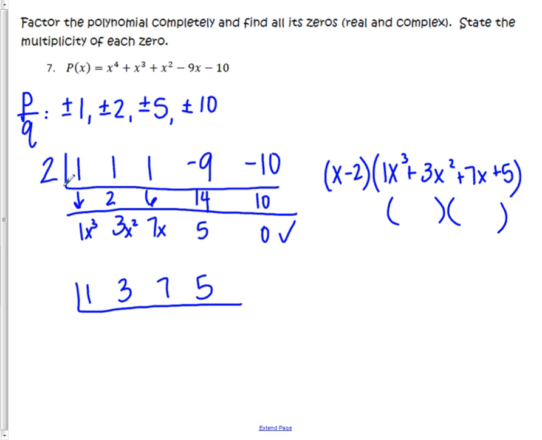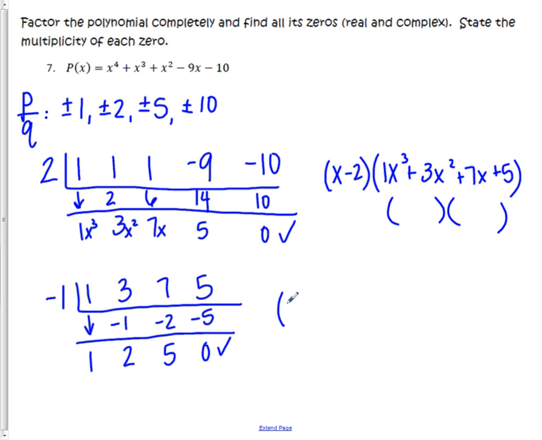Now, 2 could be another 0. It can have a multiplicity bigger than 1, so you could always try that again. But I actually found out another one that works is negative 1. So using synthetic division, we'll bring the 1 down. And we get a 5 there, so this is negative 5, which means we have a remainder of 0.